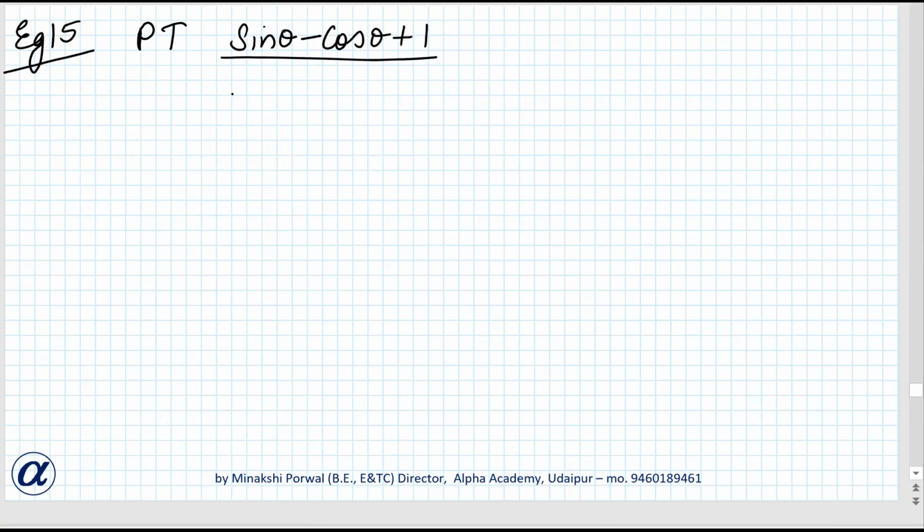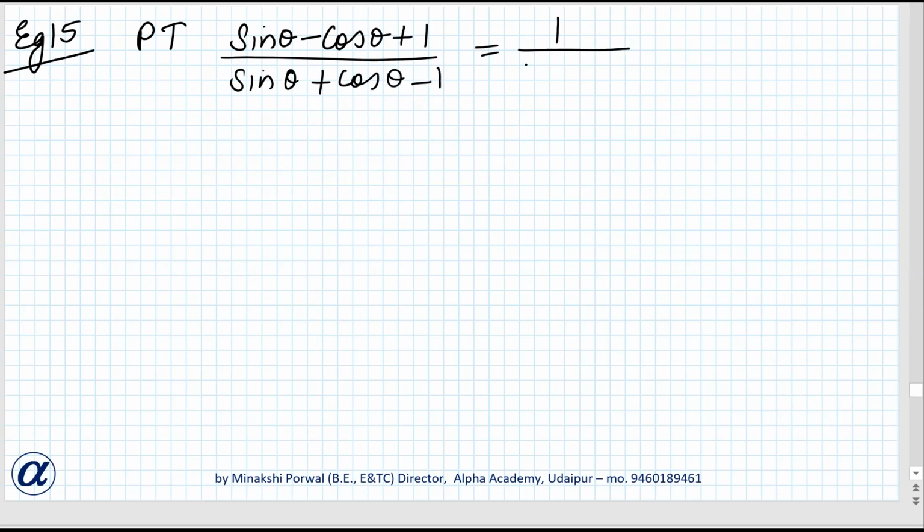Example 12, yes, one example is remaining. Example 15, that also I am going to discuss. This is the most difficult problem of this chapter. Actually, students find this question very hard. So that's why I have taken it at last.